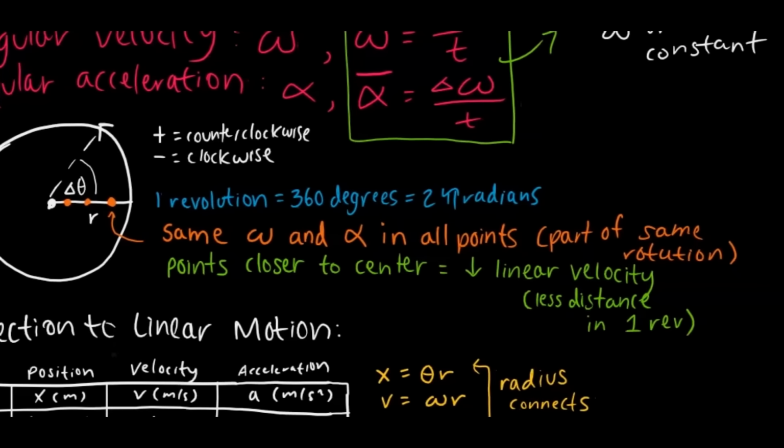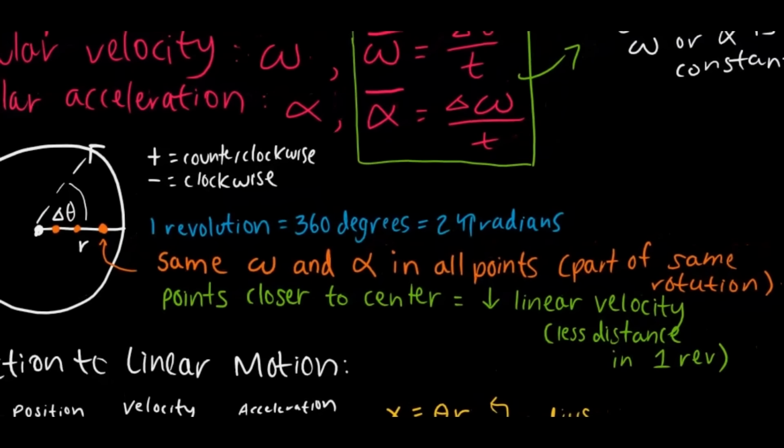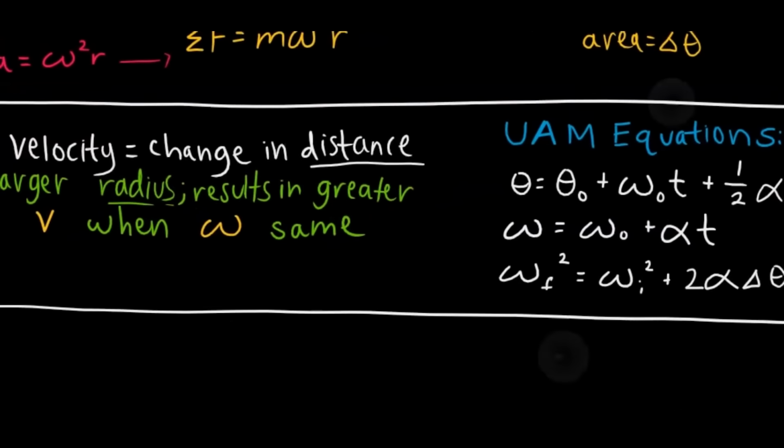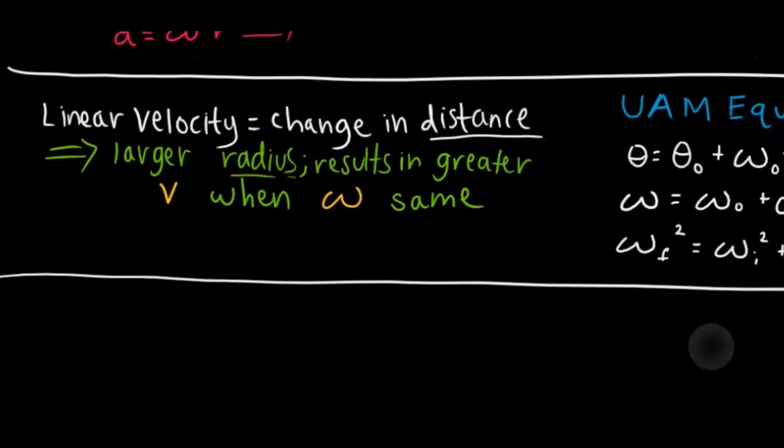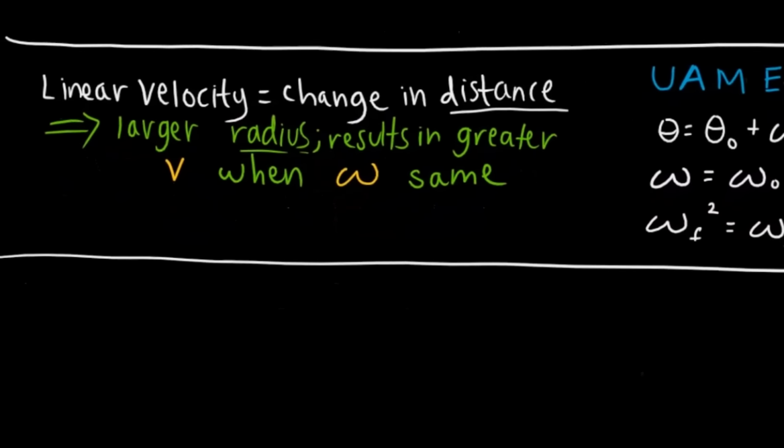Another thing to know is that there is the same angular velocity and acceleration for all points of the same rotation, all right? Another thing is that points that are closer to the center have a decreased linear velocity, and we'll talk about that down here. So there's less distance in 1 revolution. That is because linear velocity corresponds to the change in distance, right?